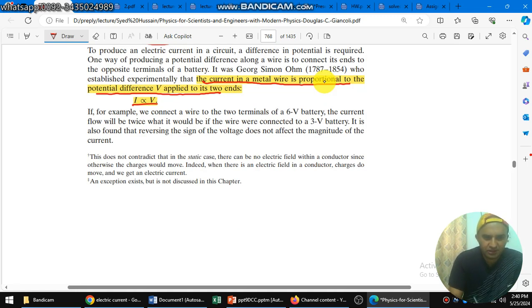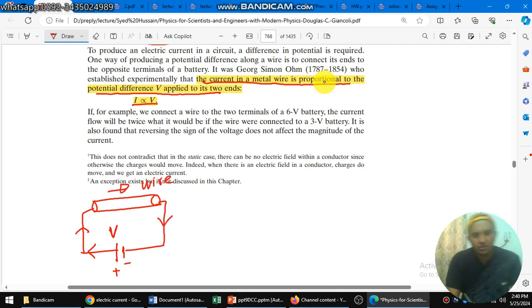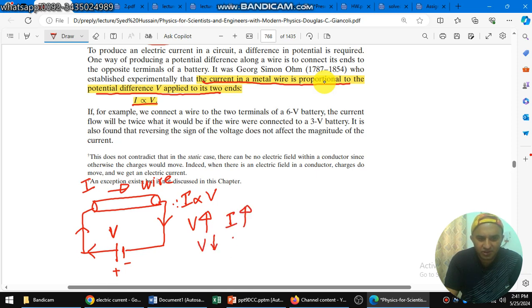For example, if we have a wire or any device that we connect to the positive and negative terminals of a battery of potential V volts, current starts flowing through that metal wire. If the current is I, then according to this law, the current I is proportional to the potential difference. It means that if you increase the potential V of the battery, the current also increases. If you decrease the potential difference, the current also decreases.